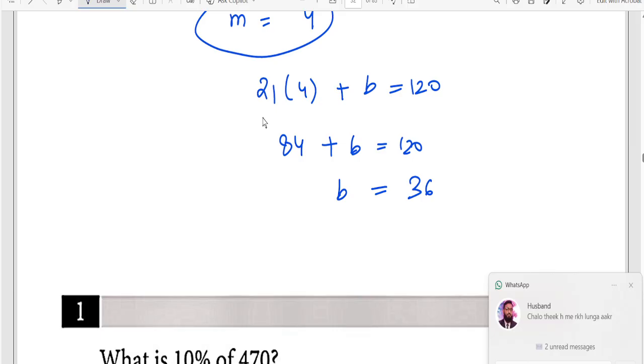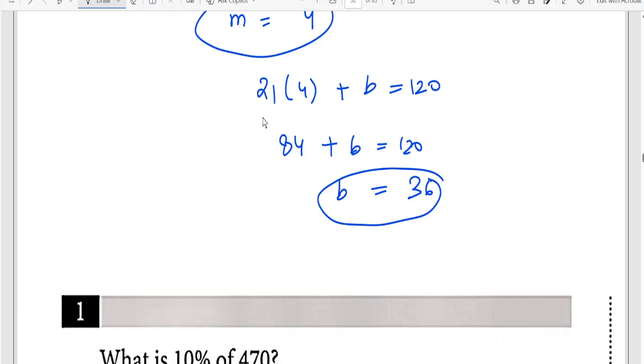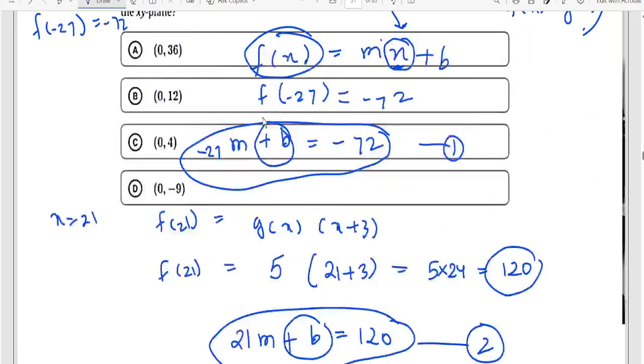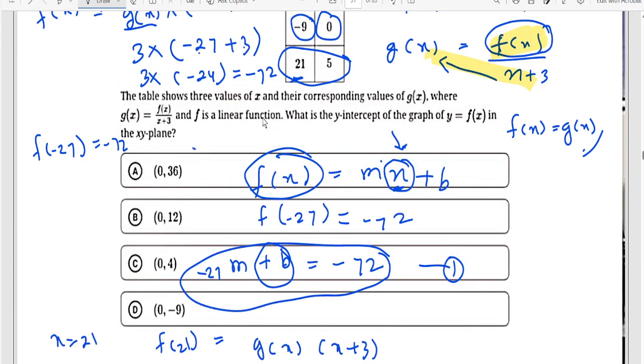And now to determine the y-intercept, this is my y-intercept, right? 36. So 0 comma 36, this is my y-intercept. So option C is correct. Okay.